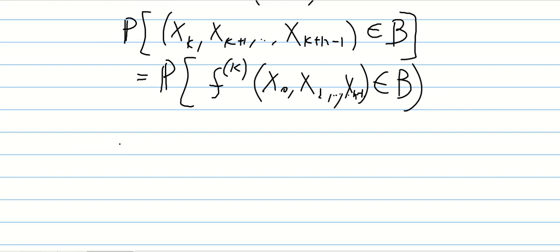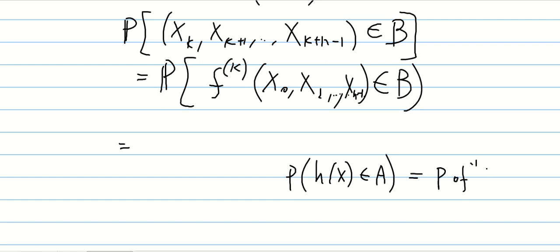Now we can unfold this and look at the probability that h of something belongs to A. That is P h minus 1 of A. Okay? Sorry, h minus 1. P h minus 1 of A.